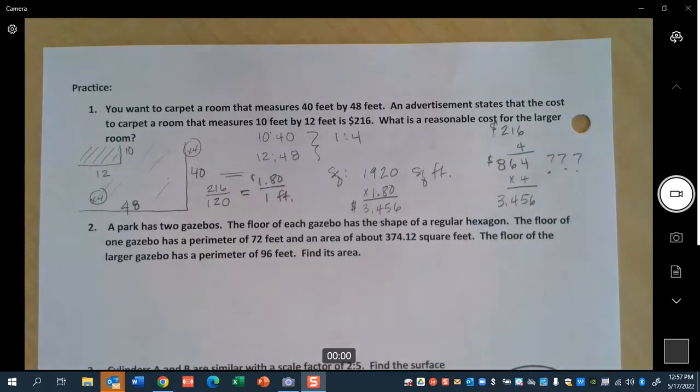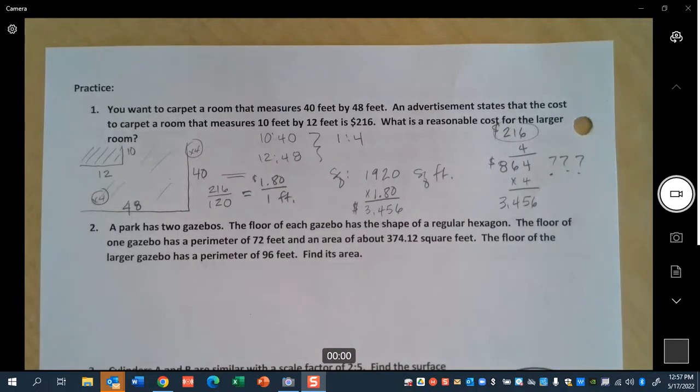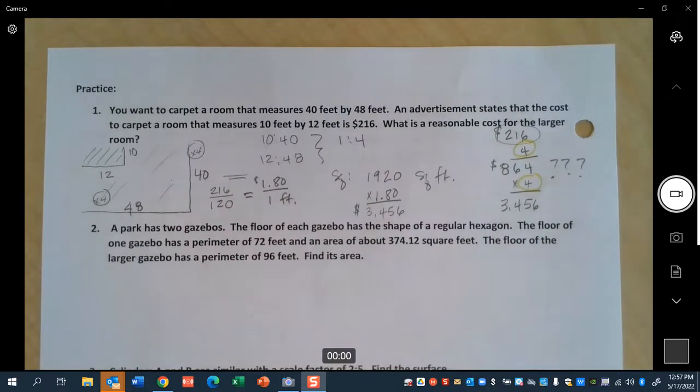Yeah. So meanwhile, it would have been fine if only one of my dimensions was times 4, but they're both growing by 4. So I need to make sure that I multiply my original cost not by 4, but by 4 squared, or 16. Kind of cool, right?